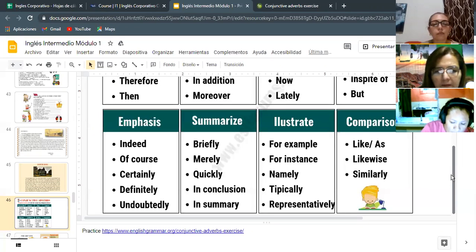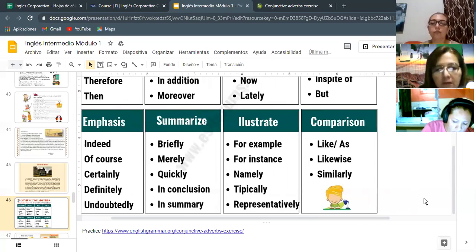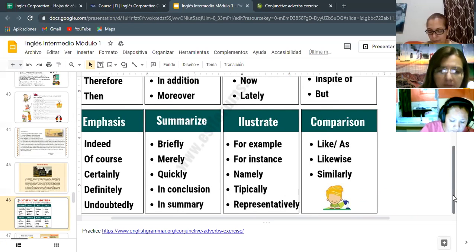And then we have adverbs to illustrate an idea, an example, something that we're talking about. So we can use actually, for example, we can say that and whatever you want, right? For instance, that is very similar to for example. Namely is like when you want to name, when you want to say examples of something, right? Typically it's like when you say, these are the most common, right? The most common are these, typically in El Salvador, whatever. And representatively, that is also very similar to typical. Representatively is like, these are the most common, right?